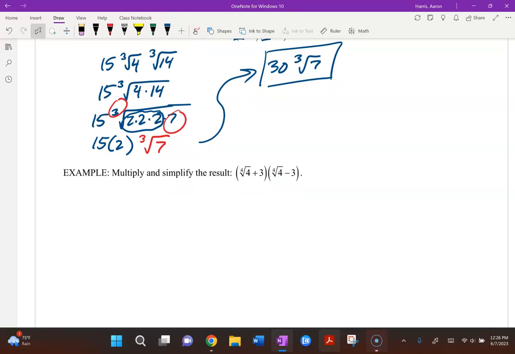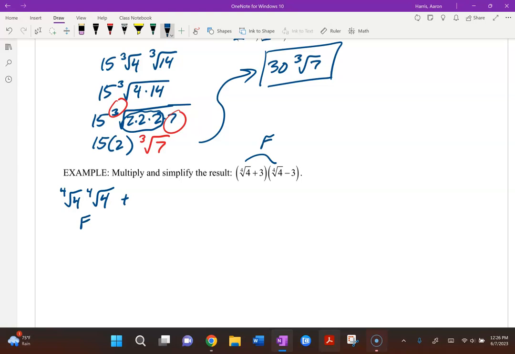Let's go ahead and multiply and simplify this one, then we'll do one more together. So we're going to go first, outer, inner, last, FOIL, right? So I have the 4th root of 4 times... so I'm doing this one and that one first, right? That's my first. So these two. So there's my first.